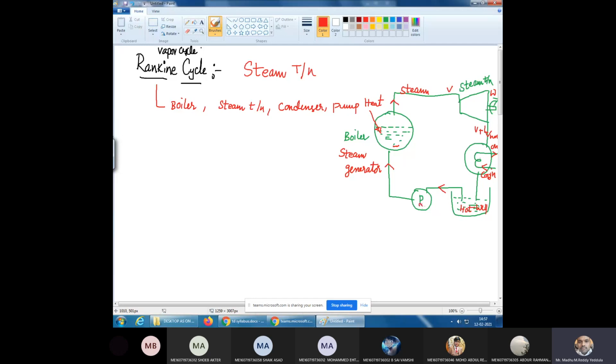From this hot well, by using the pump, we can pump the water to the boiler and the cycle will repeat. And the important thing here is the steam is expanded in the turbine to the condenser pressure. Therefore, we can extract more work from the turbine. Okay, right. So these are the main four elements of the Rankine cycle.